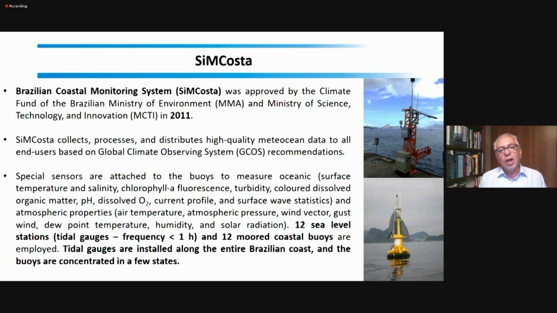2011. It collects, processes, and distributes high-quality metocean data to the end users, based on the GCOS recommendation, as usual. We have a series of measurements being made: 12 sea level stations, tidal gauges with frequency less than 1 hour, and 12 moored coastal buoys are also employed. The tidal gauges are installed along the entire coast of Brazil, mainly in ports, and the buoys are concentrated in a few states, mostly in the south of the country.